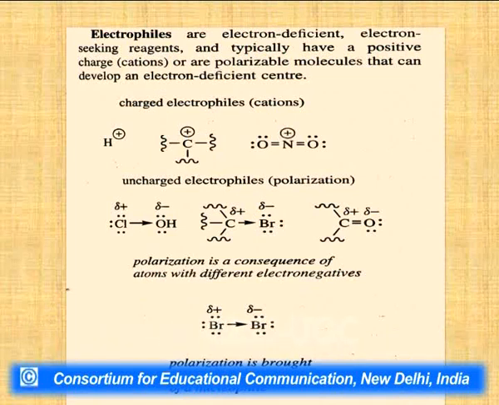Electrophiles. Electrophiles are electron deficient, electron seeking reagents and typically have a positive charge or are polarizable molecules that can develop an electron deficient center. Like nucleophiles, electrophiles are also charged or neutral species. Charged electrophiles include proton, carbocation or nitronium ion. You can see that polarization is a sequence of atoms with different electronegativities. If there is a difference in electronegativities, there is a possibility of generation of electrophiles.